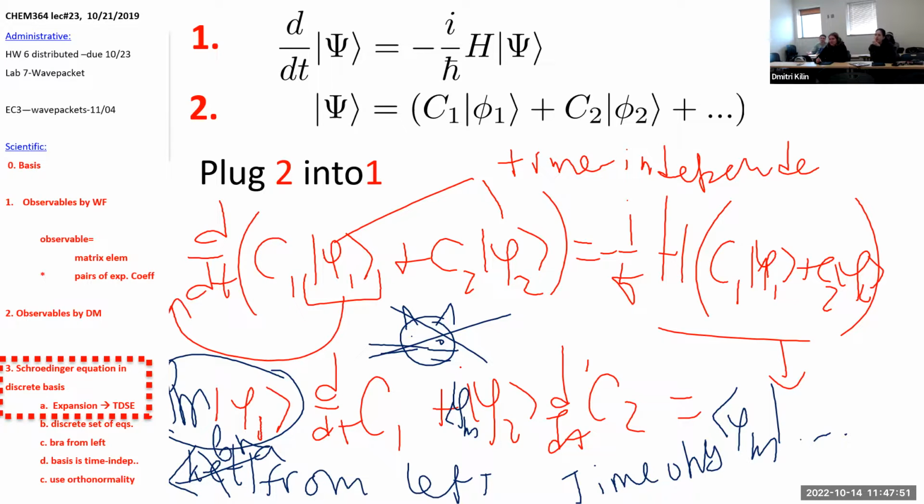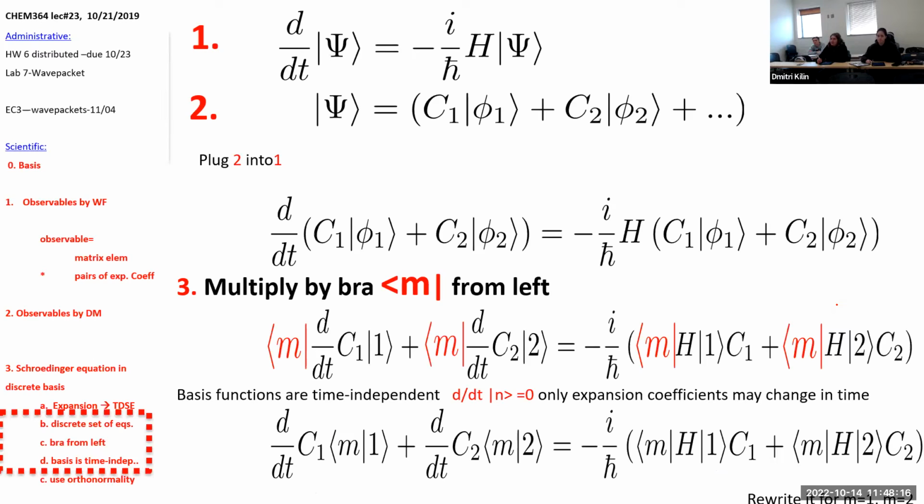So plug 2 into 1. The time derivative of the wave function equals the Hamiltonian times the wave function. Now multiply by eigenstate number m from the left. It is written here, but in very poor calligraphy. I hope very much that when preparing slides many years ago, I typed it.